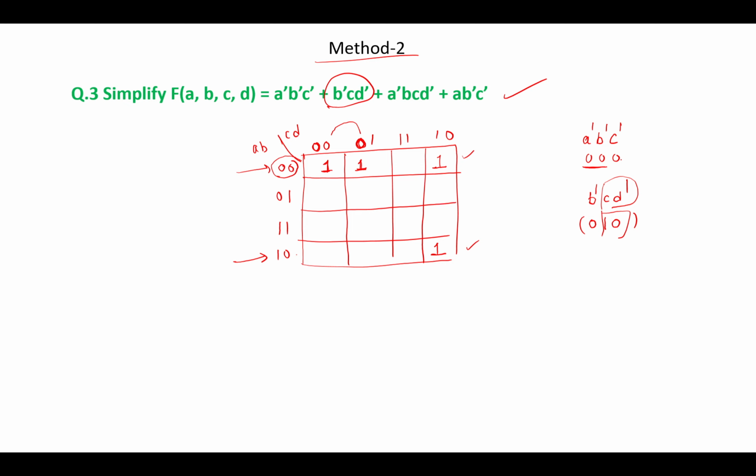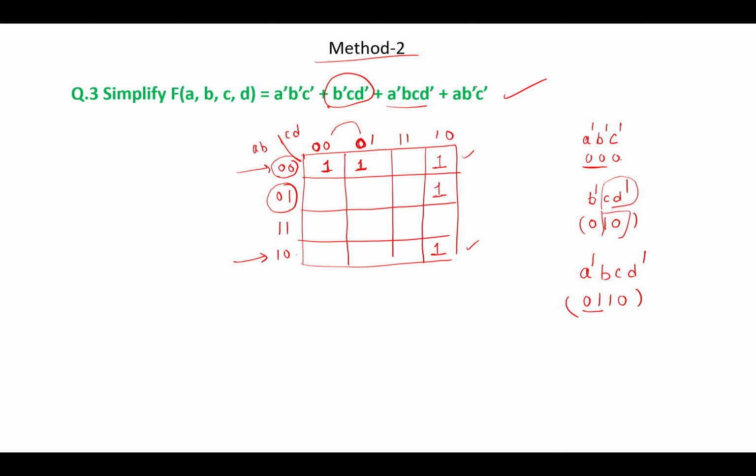Okay, now we come to the second last term. What is the second last term? A bar B C D bar. So that represents 0 1 1 0. Okay, so this is 0 1 for AB, and C D bar means 1 0. So that means the min term is here.